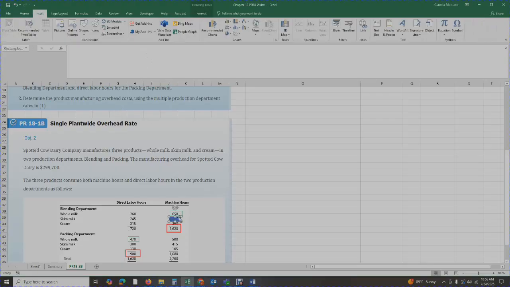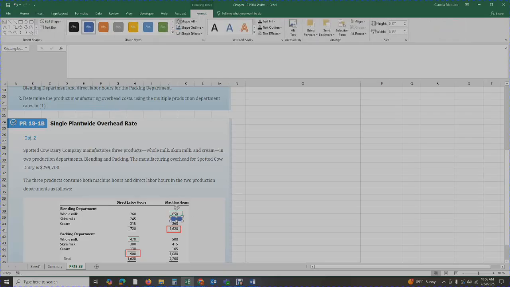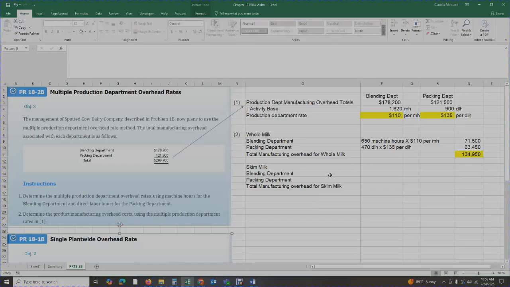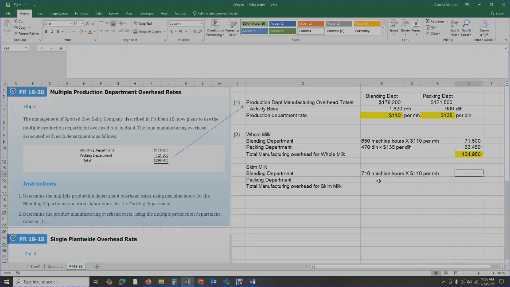Let me do it again because I don't know what's going on. Here we go. Let me make this a little bit smaller. Okay, there we go. So we're doing skim milk. We're going to do inserts, shapes. We're going to do this one. And now we're doing the 710. And that's going to be the number that we're going to use, 710. Okay. So we're going to do 710 machine hours. My rate is $110 per machine hour. So then that's going to be 710 times 110. That's going to give me 78,100.